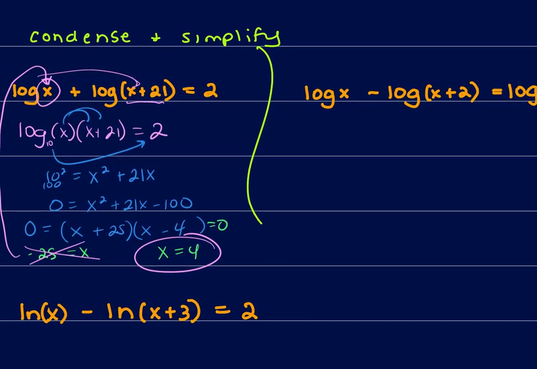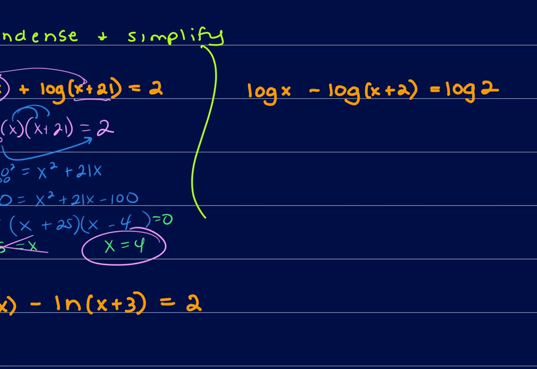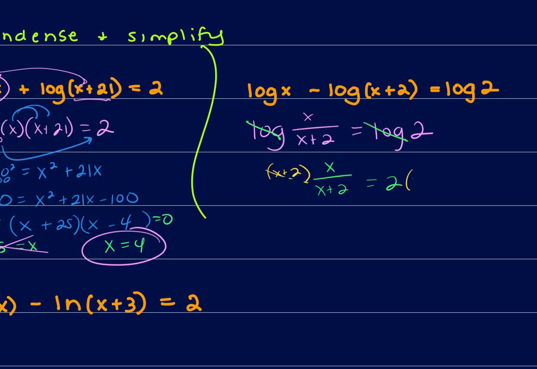All right, then moving on. Now we've got condensing, but there's a log on both sides. This time it's a minus. What do you do if it's a minus? We're going to divide. So x over x plus 2 equals log of 2. Logs on both sides, so I ignore the log. I get x over x plus 2 equals 2. Multiply both sides by x plus 2. x equals 2x plus 4. Solve for x. So negative x equals 4. x equals negative 4.